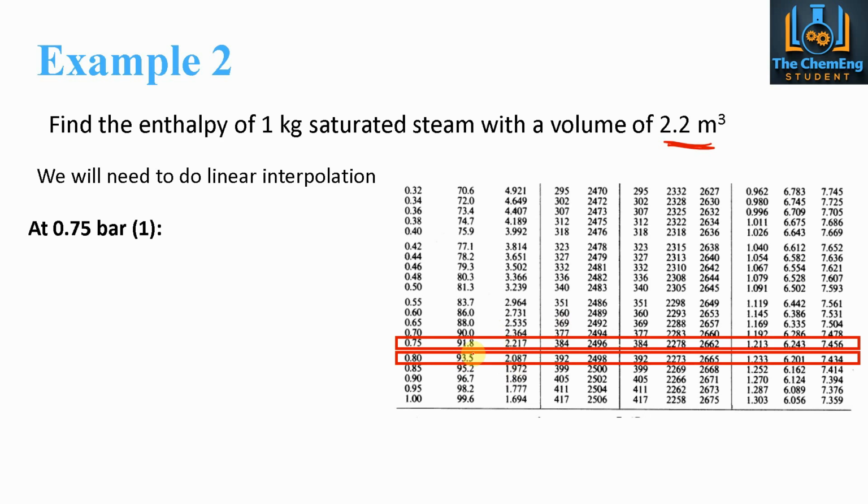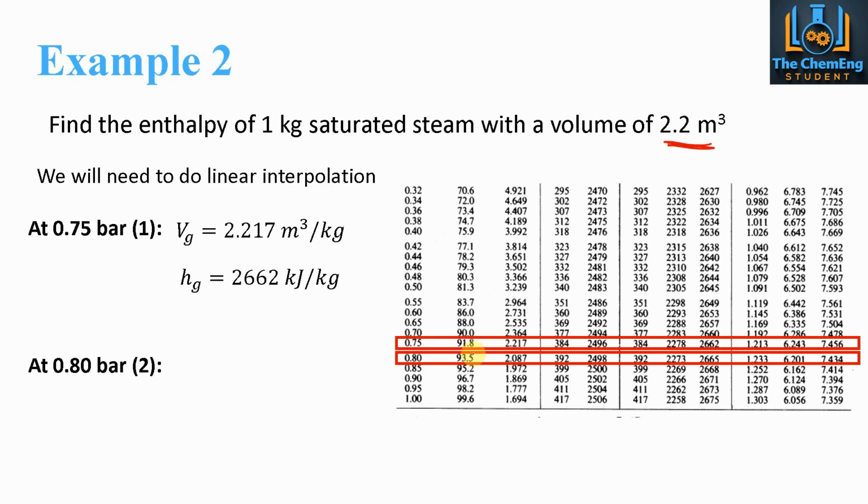So we'll say at 0.75 bar, this will be 0.1. So this is the lower value. We say that Vg, the specific volume, is 2.217, and the specific enthalpy is 2662. Now we do the same thing for the upper point, so that'd be 0.8. We get Vg is 2.087 and Hg is 2665. Again, we just read these from the steam table directly.